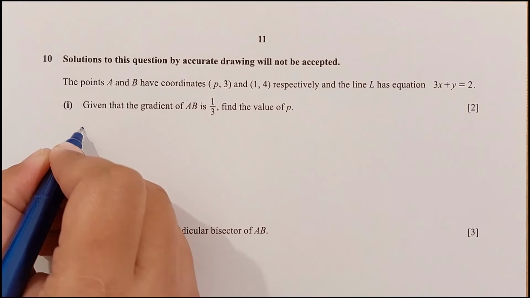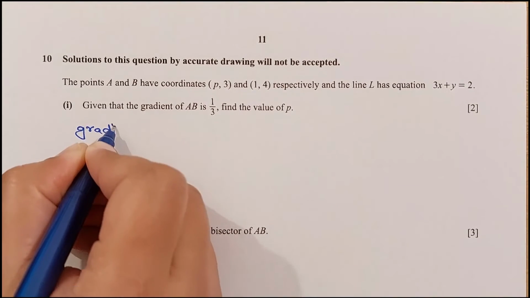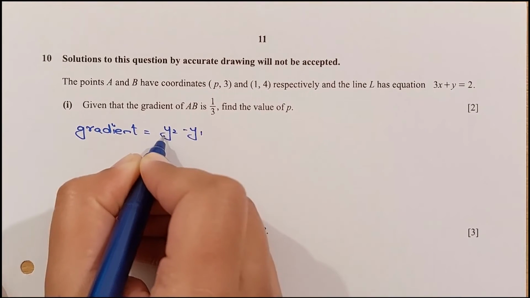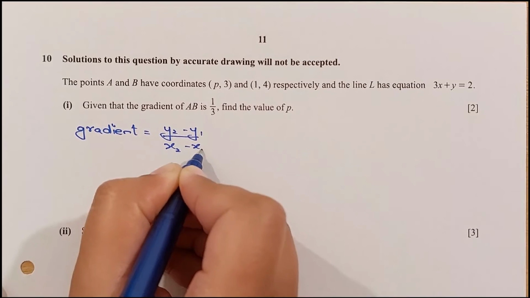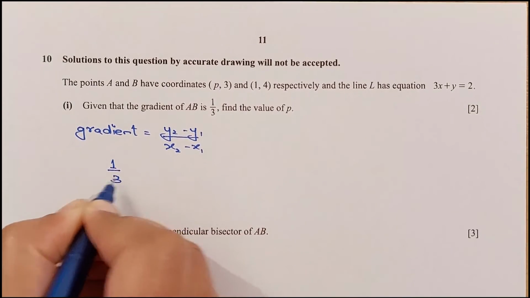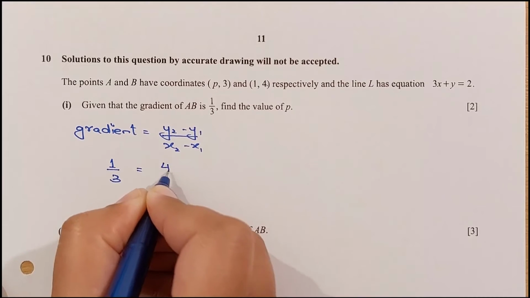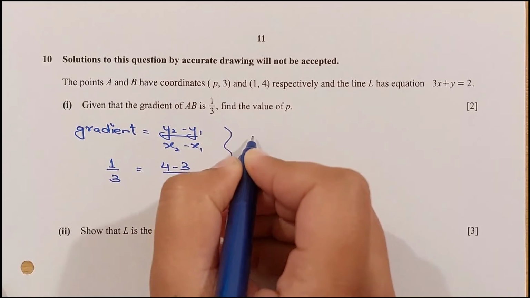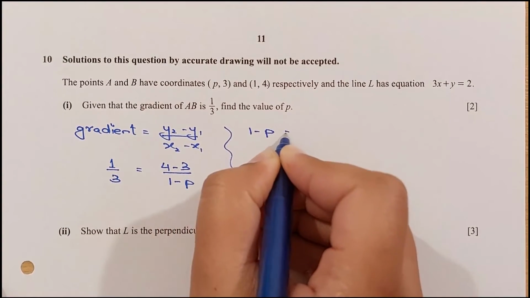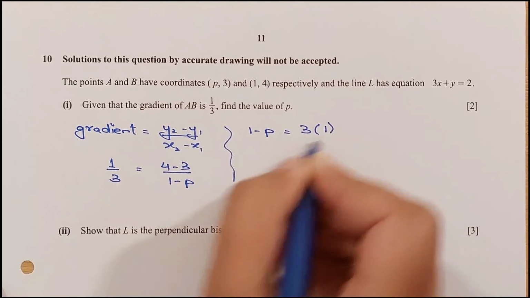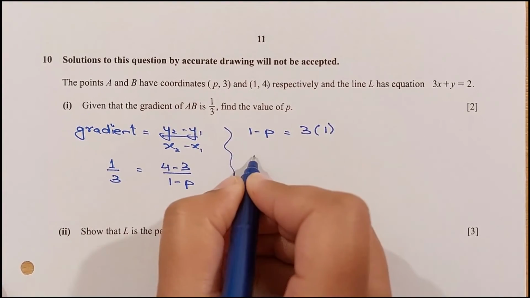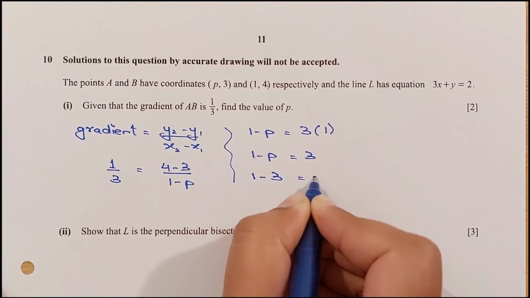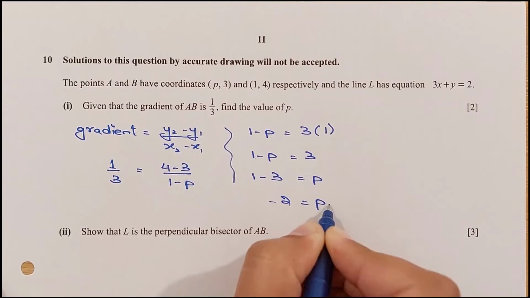Okay, so we have to find the gradient first. Gradient is basically y2 minus y1 over x2 minus x1. Gradient is 1 by 3. y2 minus y1 is 4 minus 3. x2 minus x1 is 1 minus p. Cross multiplication: we can say 1 minus p times 1 equals 3 times 1, because 4 minus 3 is 1. So 1 minus p equals 3. 1 minus 3 equals p, so negative 2 is the p value.